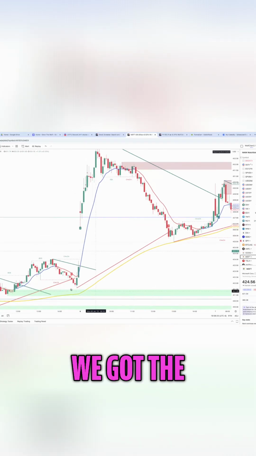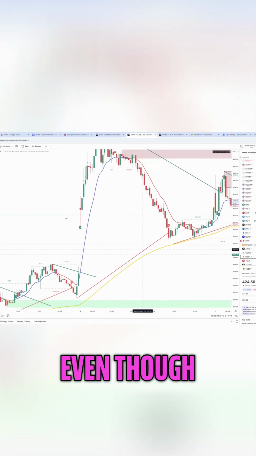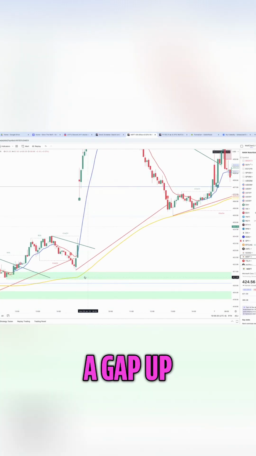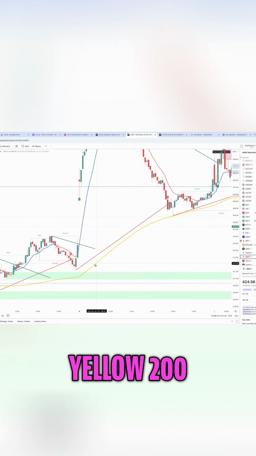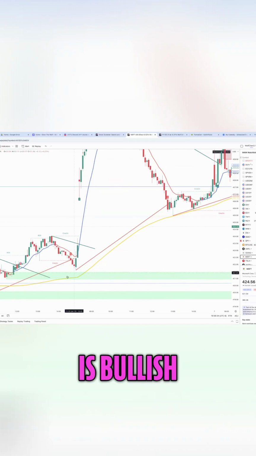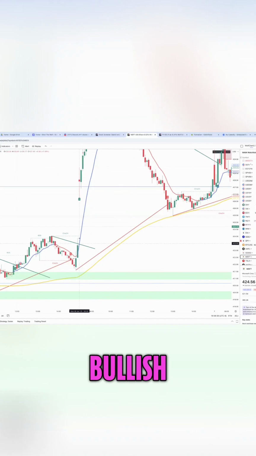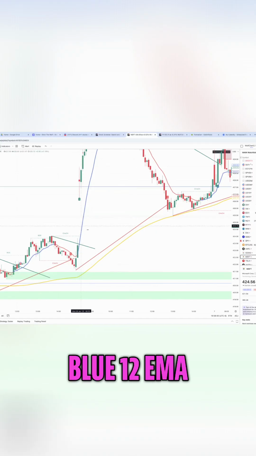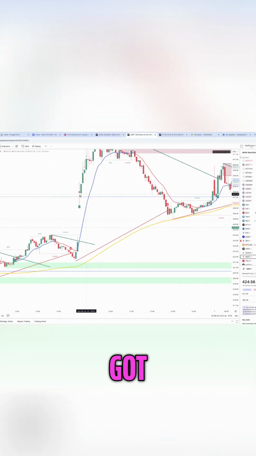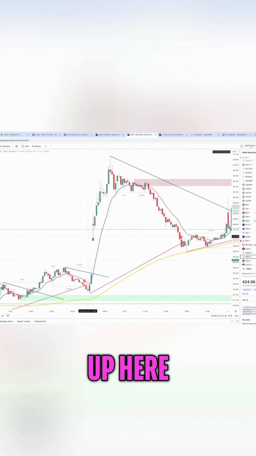We got the same thing here at this breakout, even though this was a gap up. We got green money and we got a yellow 200 showing us that our long term trend is bullish, and we got money pushing us up. We got a bullish short term trend with the blue 12 EMA, and then we got our floating candle way up here, and then we get the pop up, right?